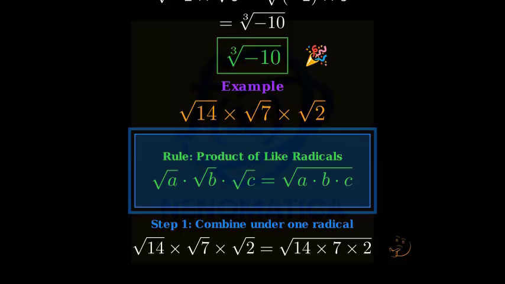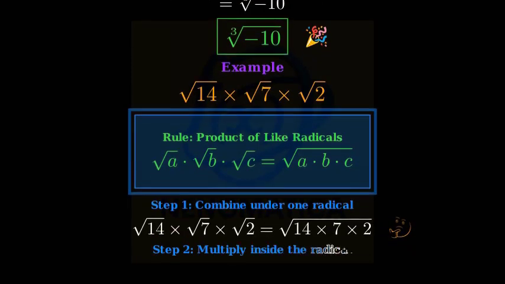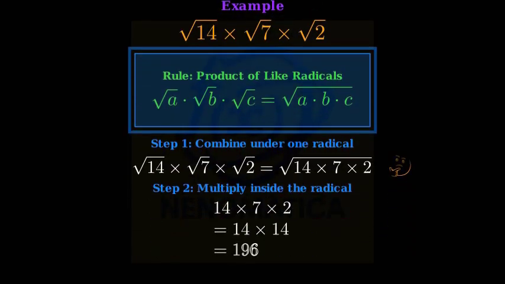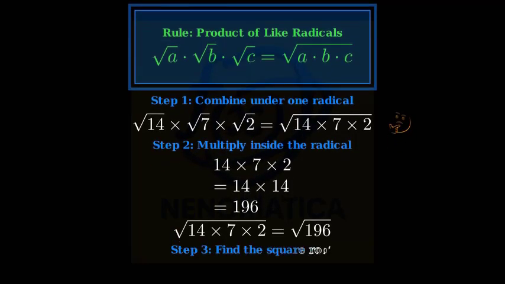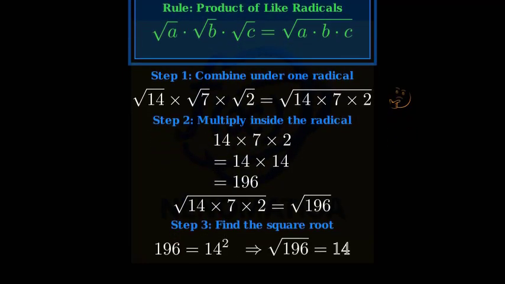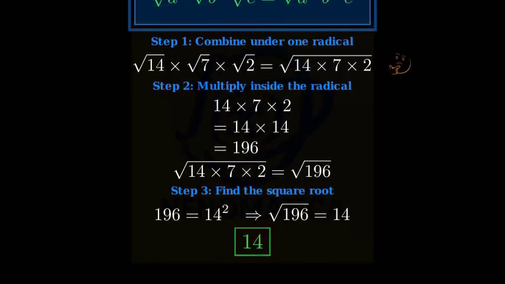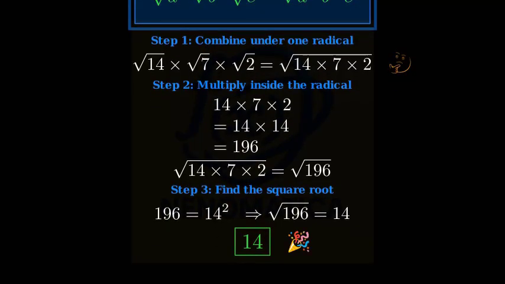Step 2. Now, let's multiply the numbers inside the radical. 14 times 7 is 98, and 98 times 2 is 196. So we have the square root of 196. Step 3. Finally, we need to find the square root of 196. We recognize that 196 is 14 squared. So the square root of 196 equals 14. So our final answer is 14. We've simplified our expression completely to a whole number.